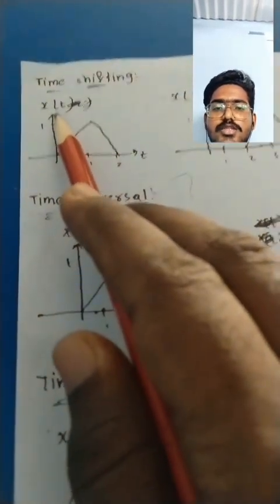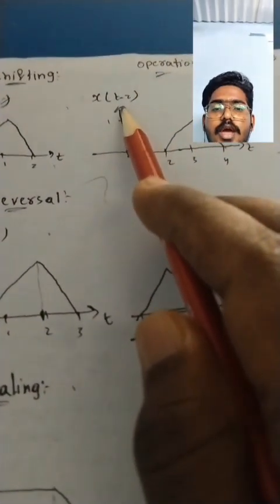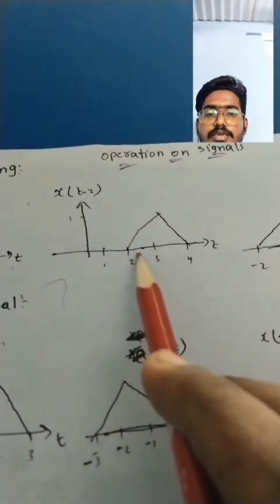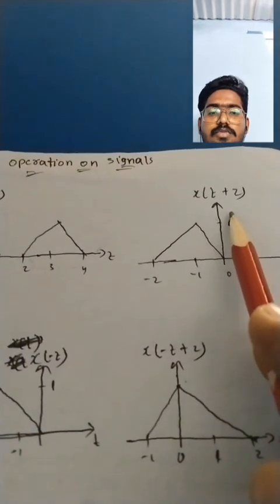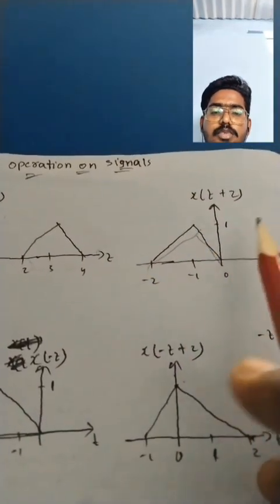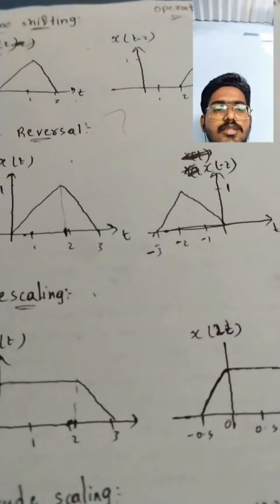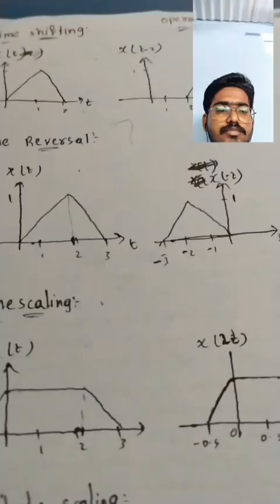This is the actual signal x of t. If we delay the signal, x of t minus 2, the signal will be delayed. And if we do x of t plus 2, the signal will be advanced, as I said before. And then we go to time reversing.